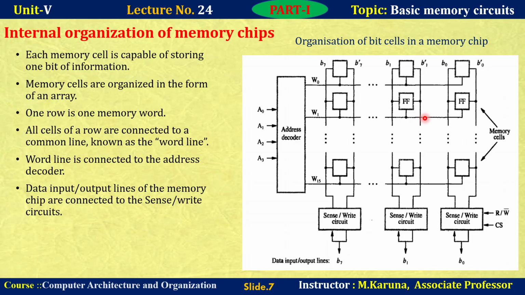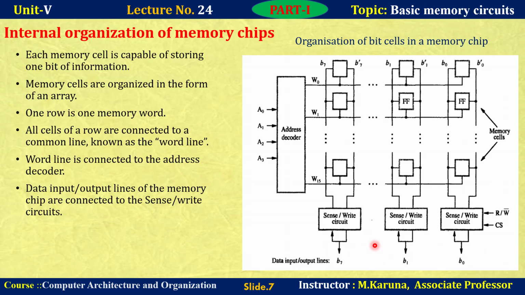So this is the word line. All cells of a row are connected to a common line known as the word line. Okay, so this word line is driven by the address decoder. Let us see the read operation. During the read operation, the sense or write circuit reads the information stored in the cells selected by a word line and transmits this information to the output data lines.